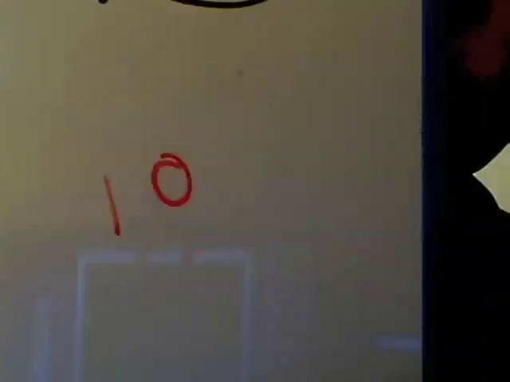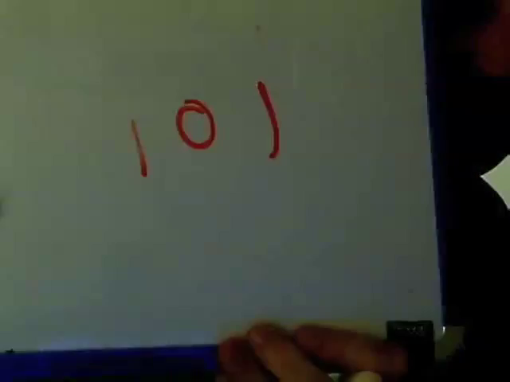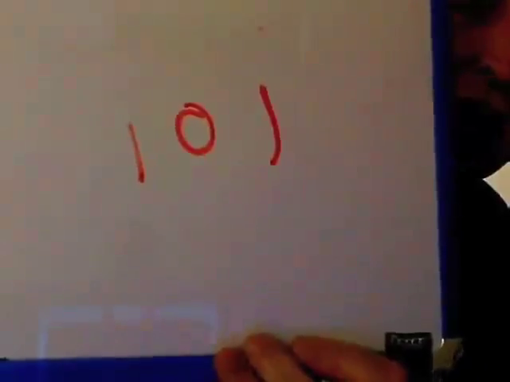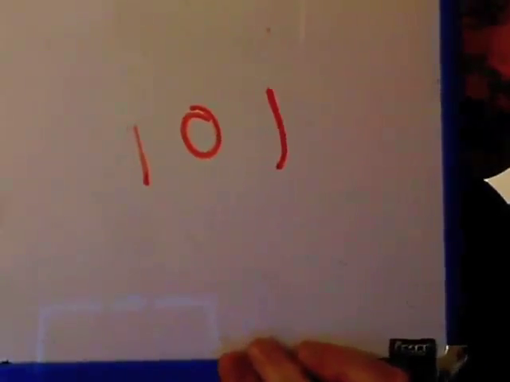Okay, let's do another one. Let's suppose we had 1 0. We have no 1s and 1 2. Let's suppose we have a 1 0 1. We have 1 1, we have no 2s, and we have 1 4. We have the value 5.